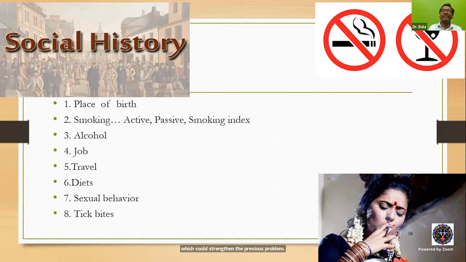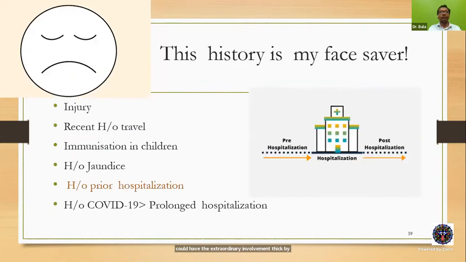Again, sexual behavior is very important when we deal with syphilis or the other Reiter's and other diseases which you have already covered, which could have genitourinary involvement. Tick bites are something very subtle, which is easily overlooked, and we need to be very, very careful not to overlook them.